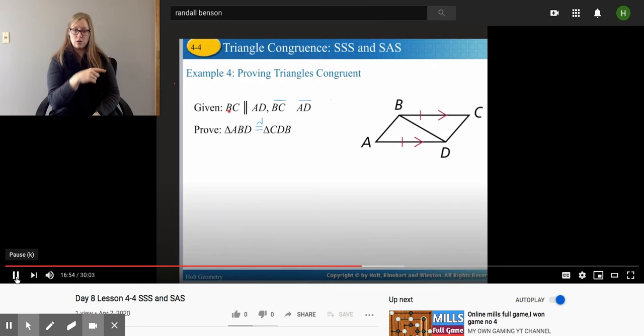So here it says BC is parallel to AD. Actually, this should have the little lines over the top. And that is shown in the picture by the little arrows on those two line segments. They also say that BC is congruent to AD, and that is shown on the picture by the single tick mark on both of those.